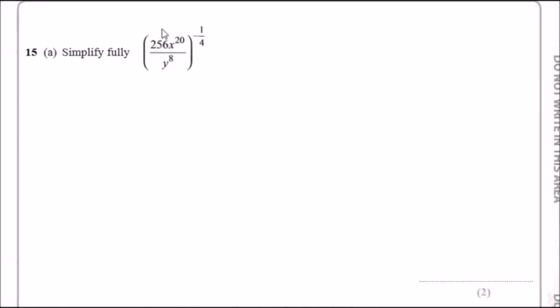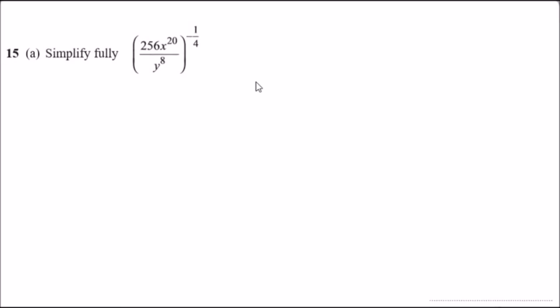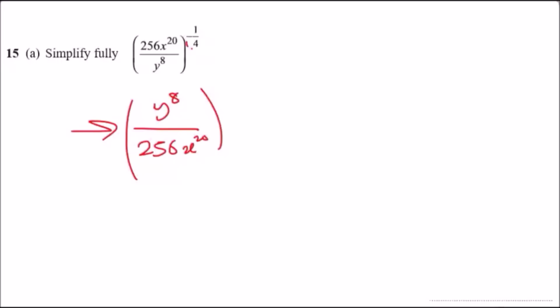Now, if you look carefully, I'm just going to zoom in here. We have a negative power. Before you look at anything else, when you have a negative power, what it means is that you do not put negative signs. A negative power literally means take the reciprocal. So flip it upside down. So all of this becomes y to the power 8 over 256 x to the power 20. And then instead of negative, it just becomes a positive power of 1 over 4.